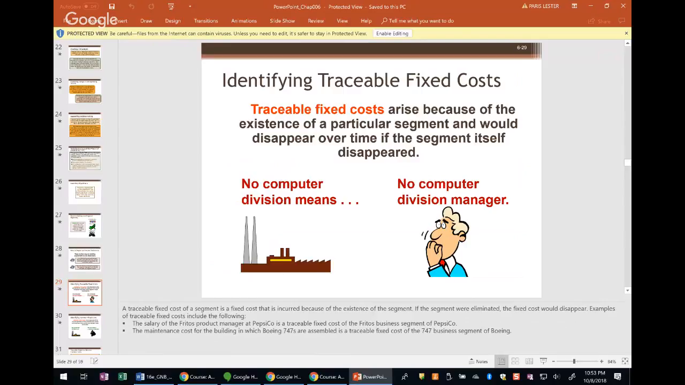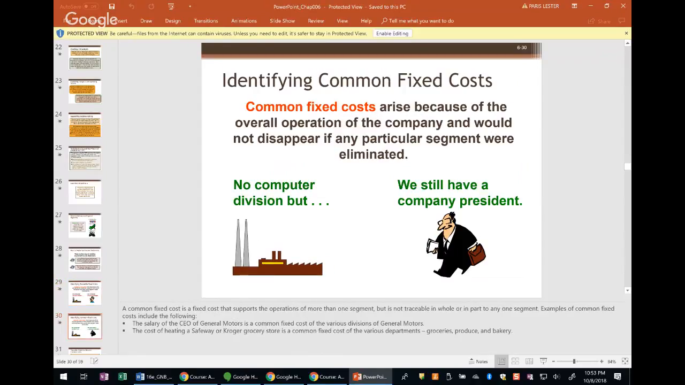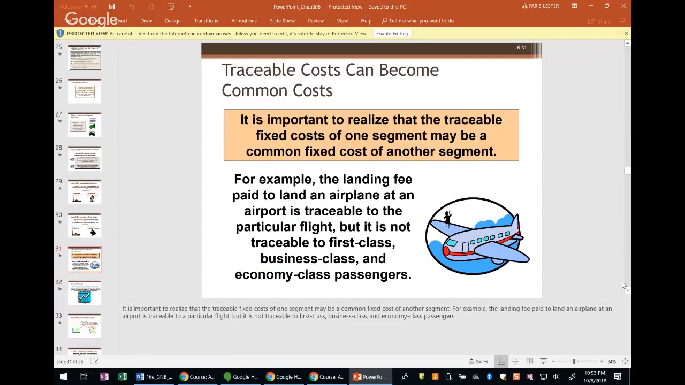All right, traceable fixed costs arise because of the existence of a segment and would disappear over time if the segment itself disappeared. No computer division means no computer division manager. We'll see what they're getting at here. We still have a company president. Now, traceable costs can become, some of that did not make sense. Don't worry, hopefully it will later.